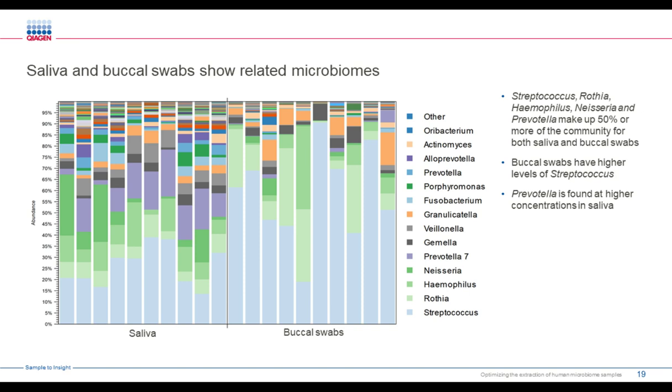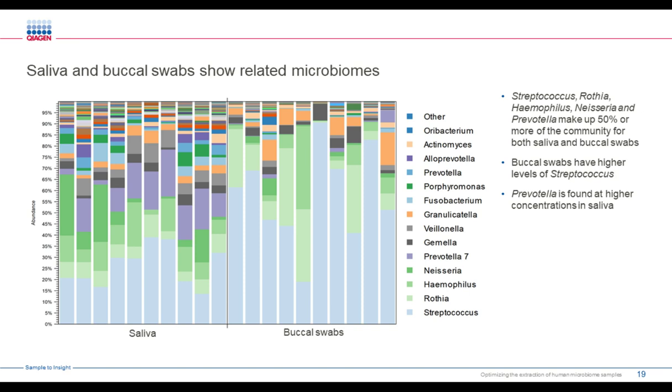So the first set of samples that I'm showing is saliva and buccal swabs. And here you can see pretty clearly that they're related to one another, as one would expect. One would expect they're both oral microbiome. The OTU tables here are shown on the genus level. And we can see it's Streptococcus, Rothia, Haemophilus, Neisseria, and Prevotella that make up at least 50% of the community in both cases, in many cases up to 70, 75%, whether it's saliva or swabs.